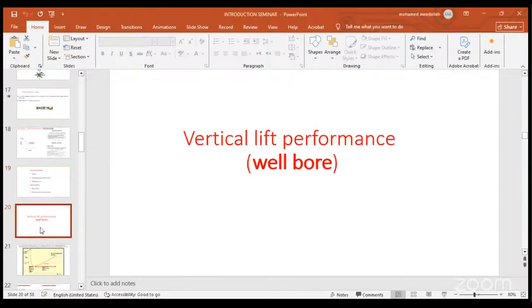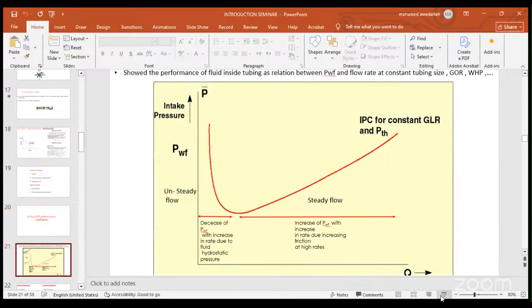So there it was the concept of the IPR, which is inflow performance, or the equation that describes the fluid flow through the reservoir itself. But now we will move to the vertical lift performance, or the fluid flow through the well itself.